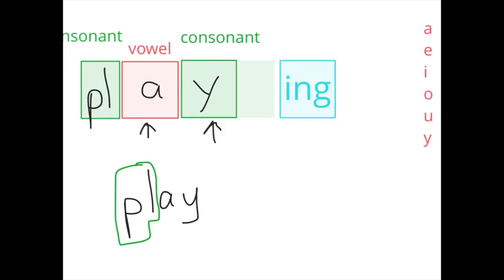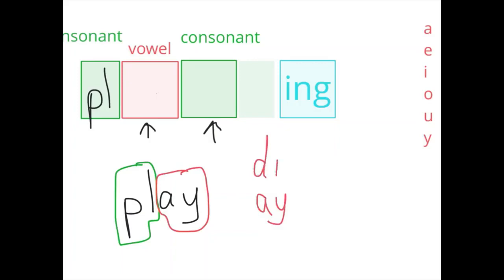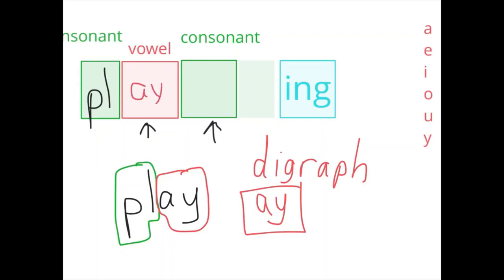No, we do not want to do that. Why don't we want to do that? Because in the word play, the AY is a digraph. Remember, a digraph is when two letters make one sound. And AY says A. It's the two-letter A that may be used at the end of English words. So that is the vowel sound in the word, and we are going to write it right here. So in the word play, there is no consonant sound at the end.